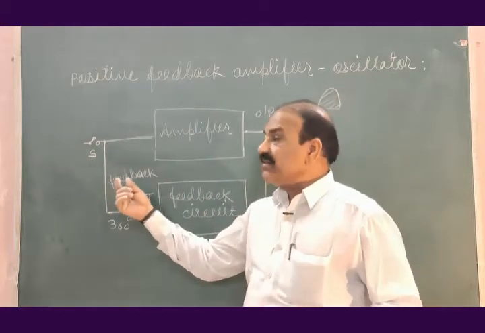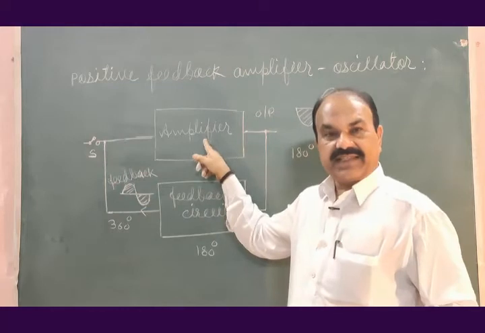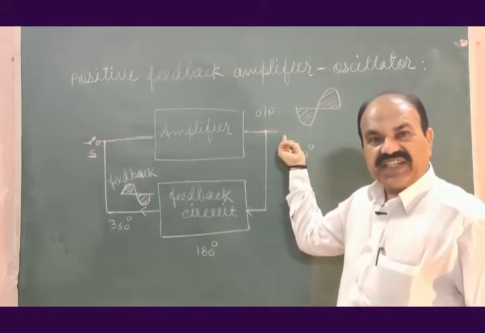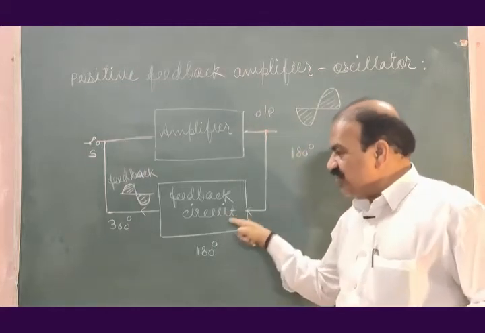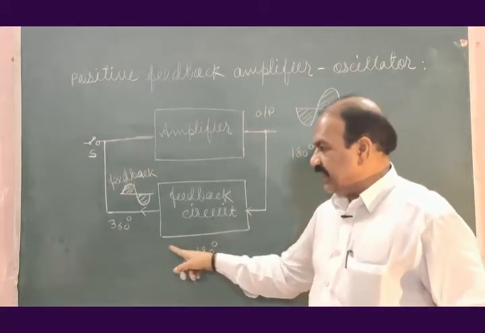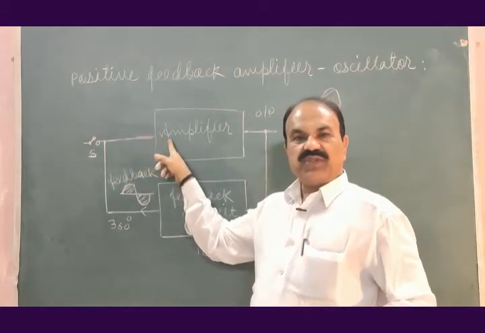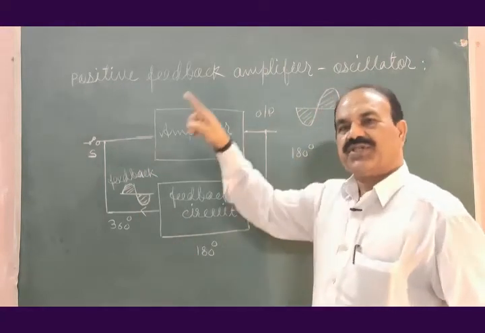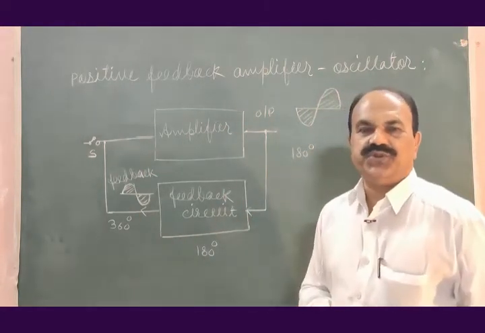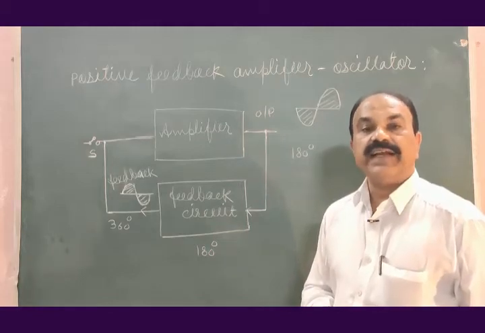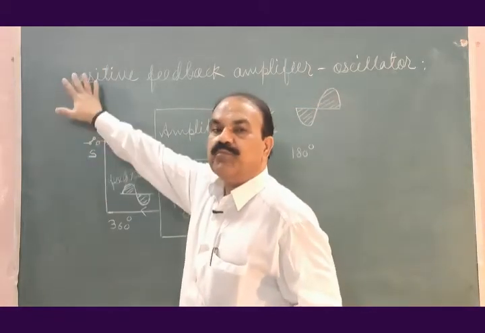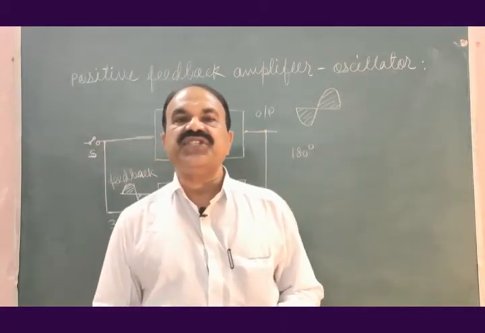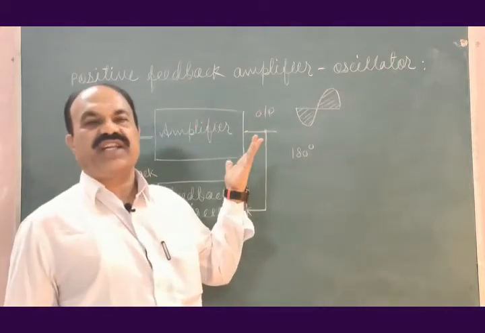That quick trigger gets amplified by this amplifier. Small AC output voltage is generated. Some portion of this is taken by this feedback circuit. It is provided back to the input. It gets amplified. This process will be continued, and we find that without any input AC voltage, output AC voltage is obtained in this circuit.